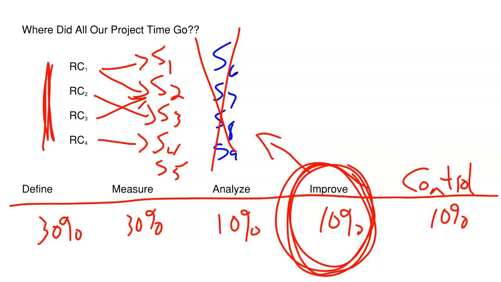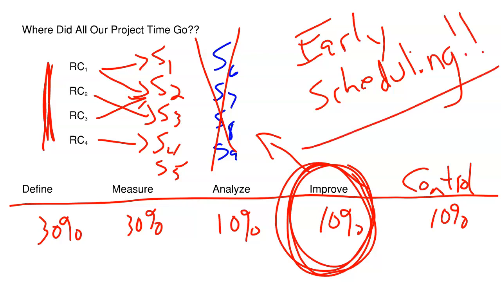But the key to making them effective is that you want to start scheduling your benchmarking and best practice tours not in the improve phase, where the tool is identified and used, but way up here, early in the define phase. You may not know what the solutions are early in the define phase, but you certainly know what some of the problems are. And so you can identify groups that are addressing that problem better than your organization or your work group is.